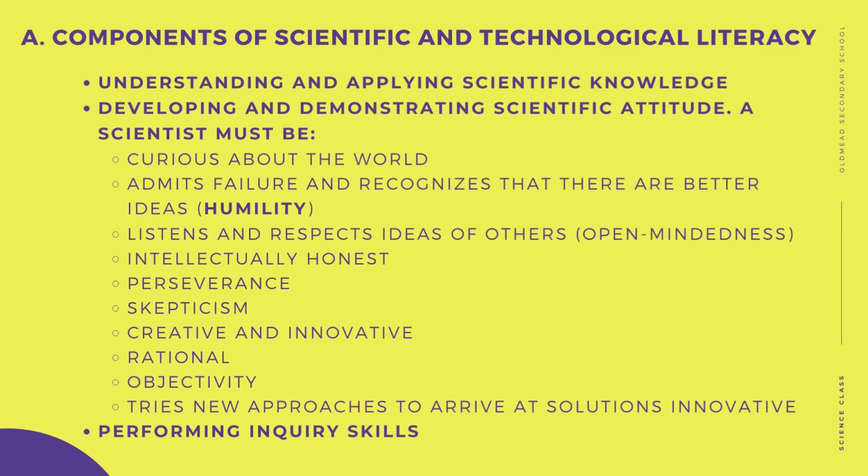Perseverance. Number 6, a scientist does not jump to conclusions. Skepticism. Number 7, a scientist is a creative and critical thinker. Creative and innovative. Number 8, a scientist uses reason or logical thinking before giving answers. Rationale. Number 9, a scientist is willing to suspend judgment until he is sure of his results. Objectivity. Number 10, a scientist tries new approaches to arrive at solutions. Innovative.